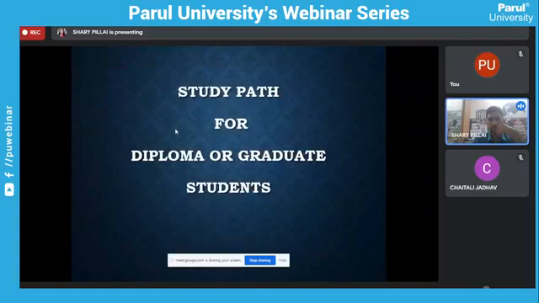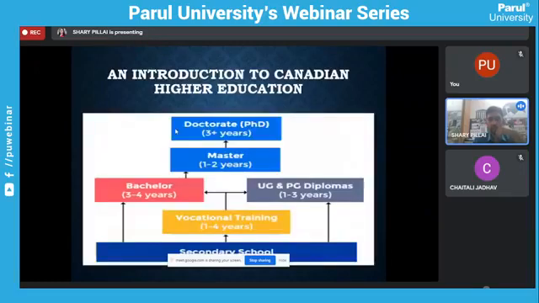So here is the study path for diploma and graduate students. Once you finish your diploma, you are going to have this kind of path. As you can see on the screen, after a diploma, you can choose to do either an advanced diploma, a bachelor's, or a PG diploma. After a bachelor's, you can move to a master's degree and then a doctorate degree.